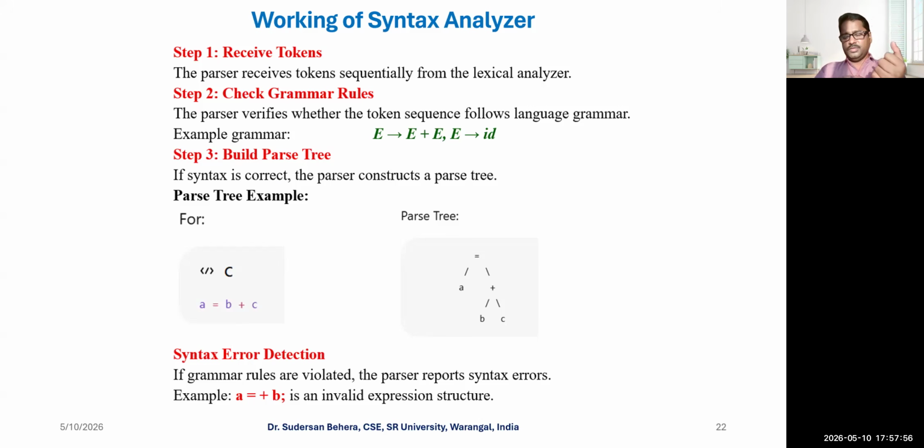B was there, now also B is there. Semicolon was there, now also semicolon is there. Space was there, now also space is there. Then where is the mistake? The mistake is in the arrangement, in the grammar.